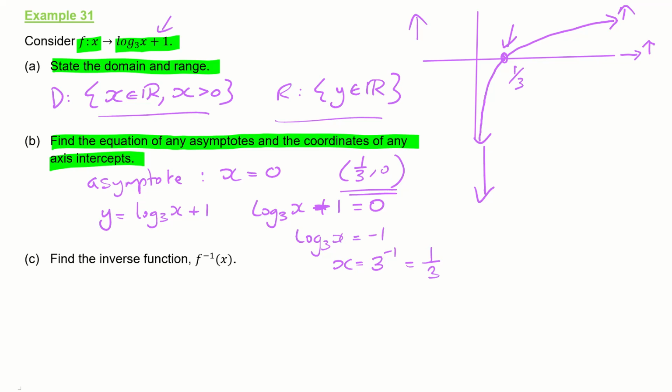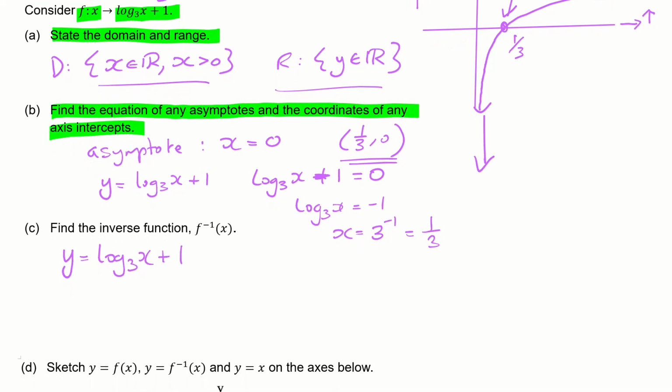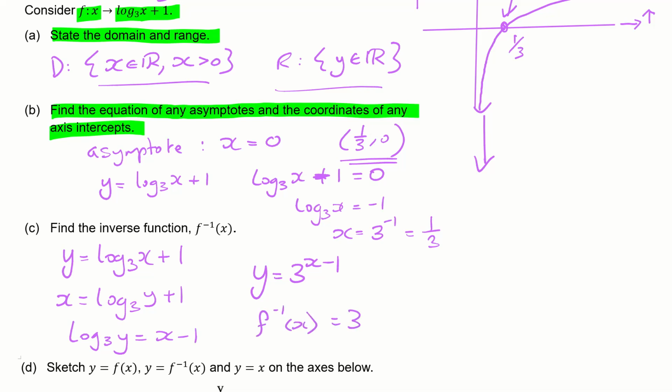Now we're asked to find the inverse function. Now there is a technique for finding inverse functions. Start with y is equal to log to the base 3 of x plus 1. We know that this is going to be an exponential of some sort. So what we do is we interchange the x and the y, and then we try to make y the subject. So log to the base 3 of y is equal to x take away 1, and then go for the equivalent exponential form, y is equal to 3 to the x minus 1. So the inverse function of x is 3 to the x minus 1.